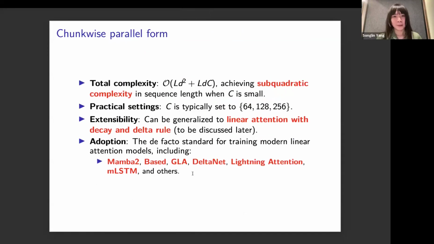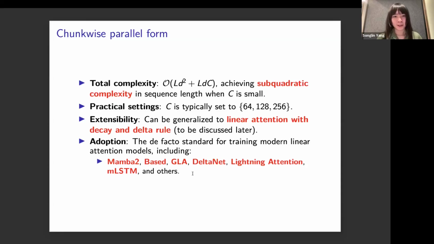To summarize, the total complexity of the trunkwise form is L C D plus L D squared, where L is the sequence length, D is the hidden dimension, and C is the trunk size. If we set C to a small number, the overall complexity is linear with respect to the sequence length L. And in practice, we often set C to 64, 128, or 256.